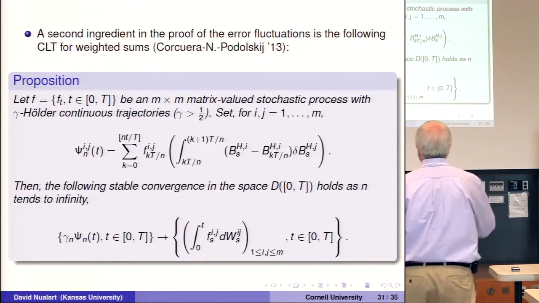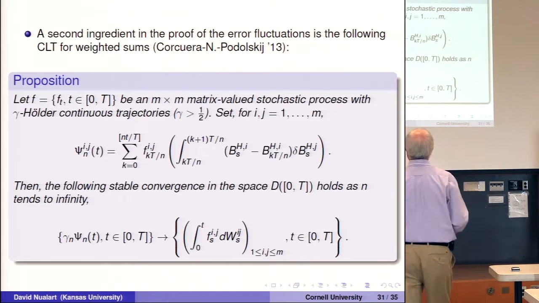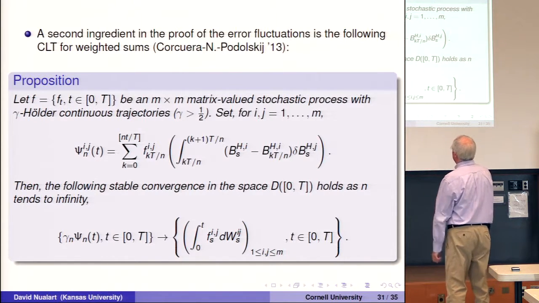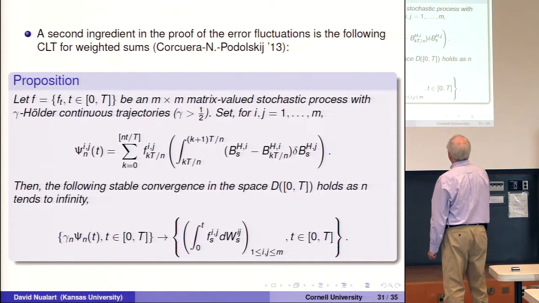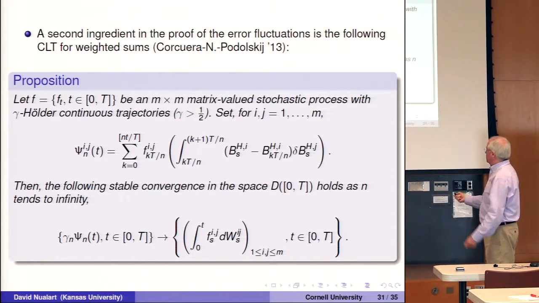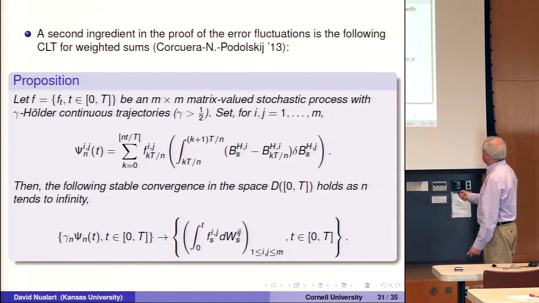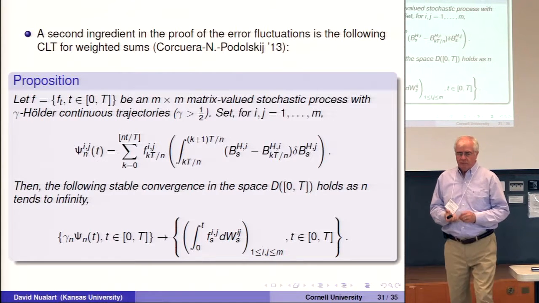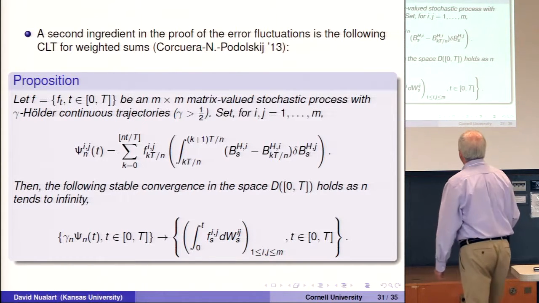So that's a weighted version of the previous theorem where you insert these weights, which just need some Hölder continuity bigger than 1/2 of this matrix valued process. And then this converges to a stochastic integral. And here you have this conditionally Gaussian limit, because W is Gaussian, and then this is the process that you have. So these are more or less the ingredients of the proof of this theorem.